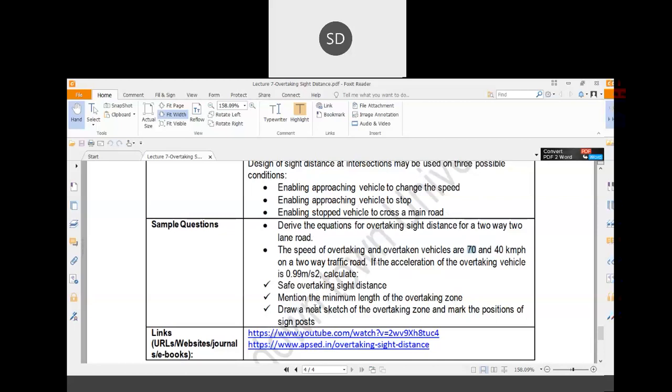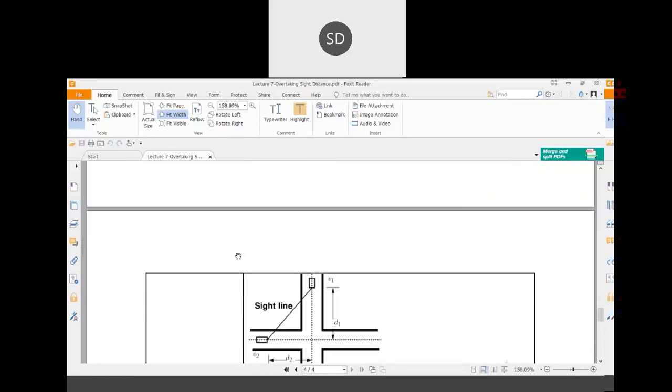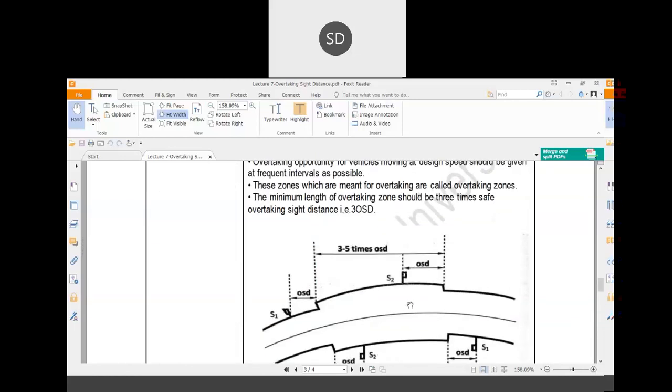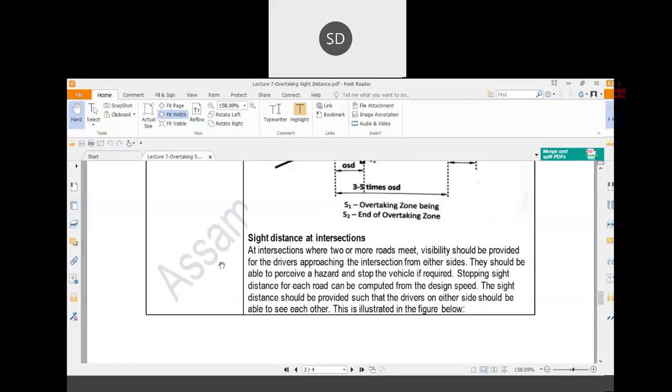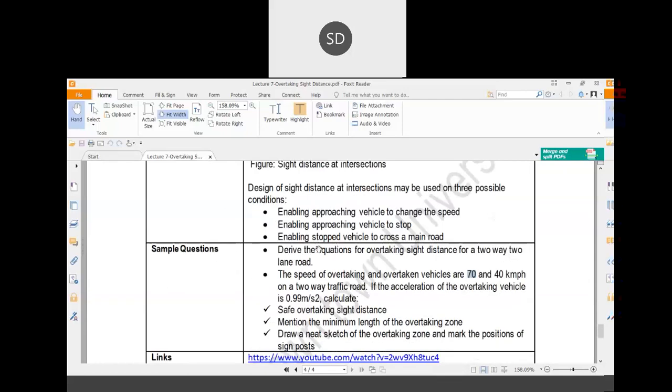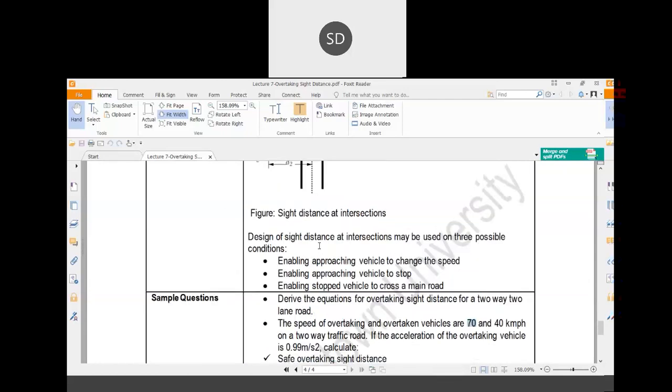After that you can easily find the overtaking sight distance. After finding the overtaking sight distance, you need to find the overtaking zone. Mention the minimum length: your minimum length would be three times the overtaking sight distance. Draw a neat sketch of the overtaking zone and mark the position of the signposts using that pictorial diagram. Just try these two numericals, numerical 1 and 2, and that would be your assignment.